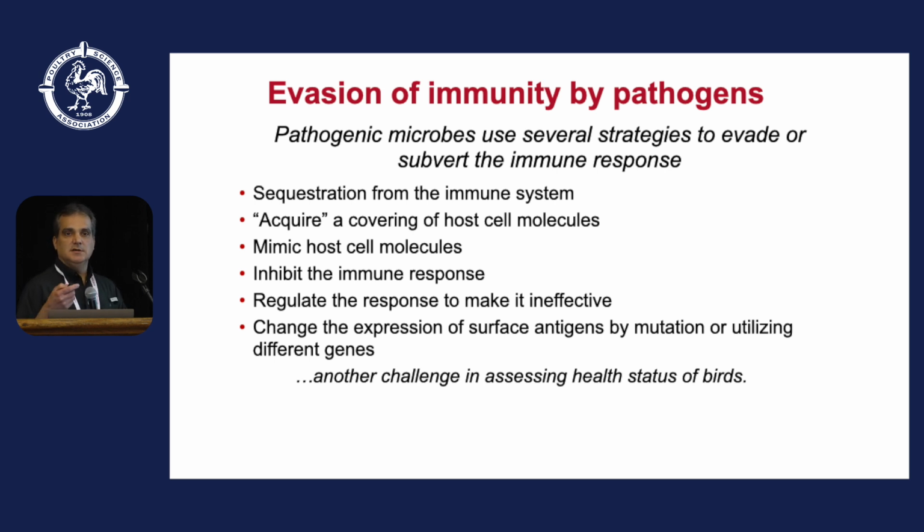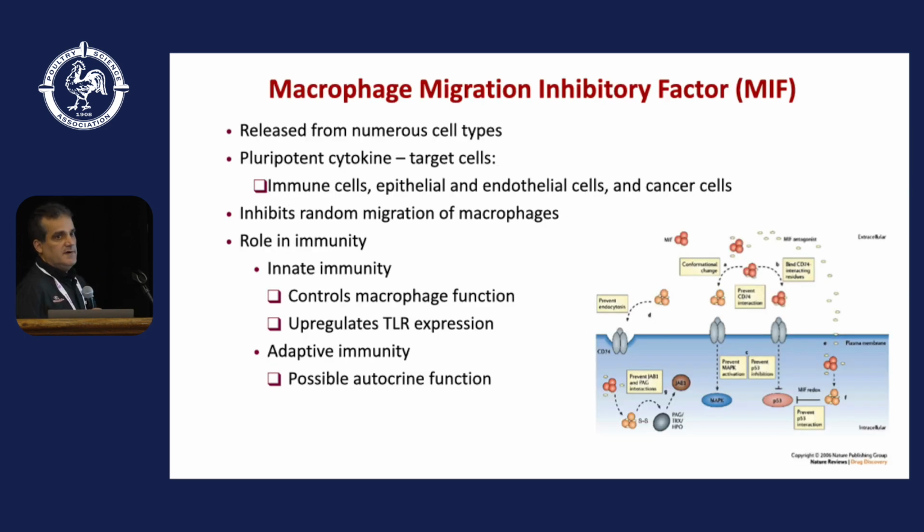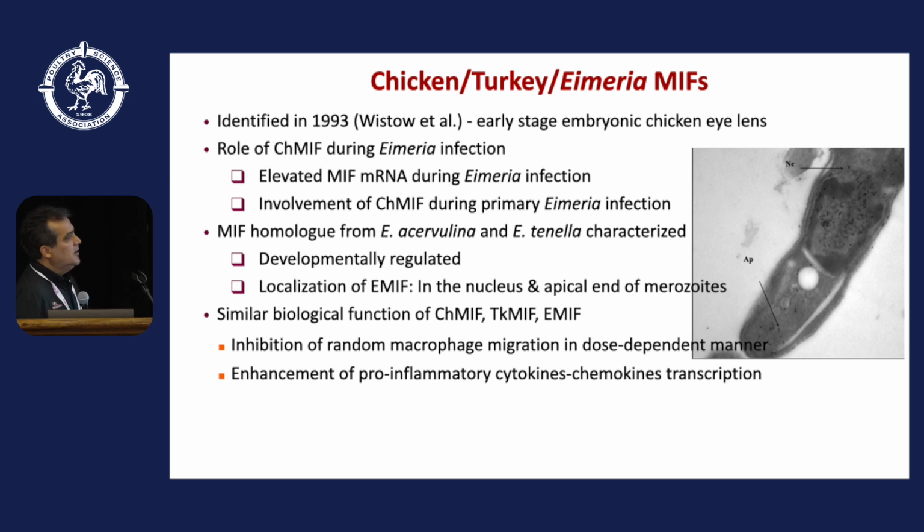So cytokines are actually also produced by these parasites. One of them is called macrophage migration inhibitory factor, or MIF. And the USDA group, Dr. Jenkins and his group, years ago, isolated and characterized the cytokine in Eimeria, both tenella and acervulina. We followed up with studies. We also looked at the turkey MIF.